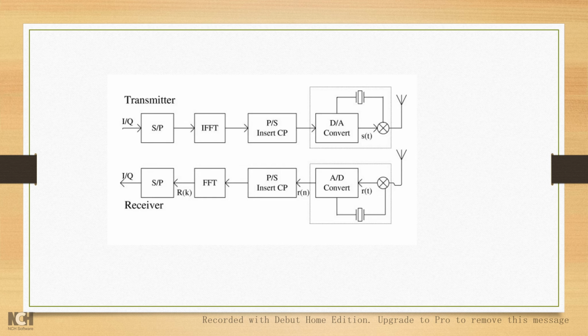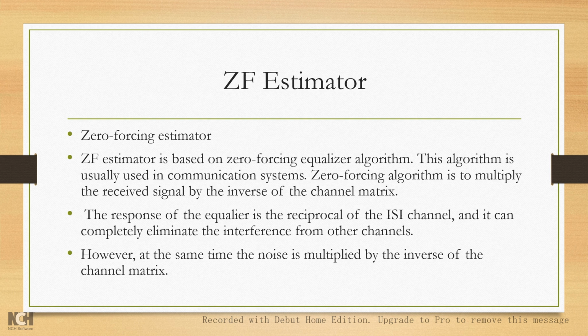This is the flowchart of my project. And the fading channel is on the very right side of this picture. An estimator is also used in this project. I'll introduce two estimators. The first one is the ZF estimator.